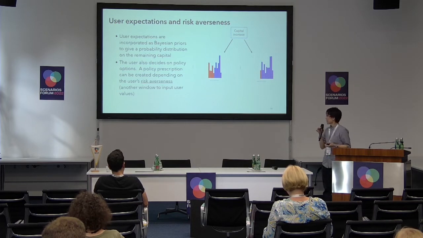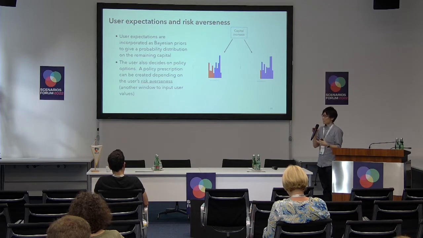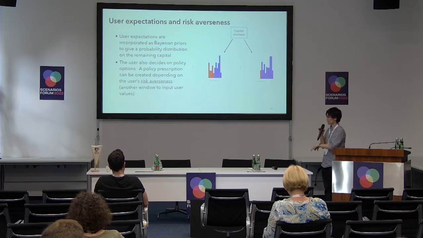What I just showed is how user expectations can be incorporated into the causal network as Bayesian priors to give probability distributions on the remaining capital. Actually, what the user, policymaker, or stakeholder might want to do is to compare several distributions based on what capital increase policy options they choose.